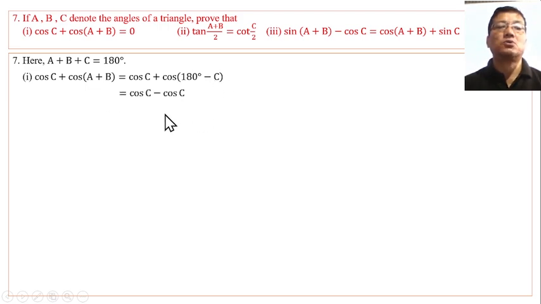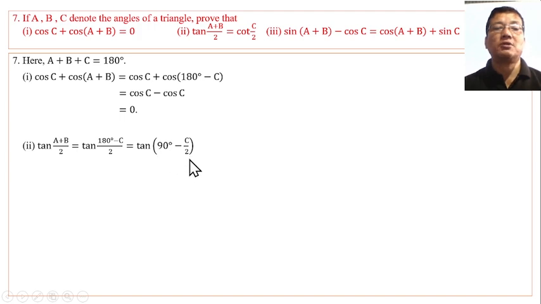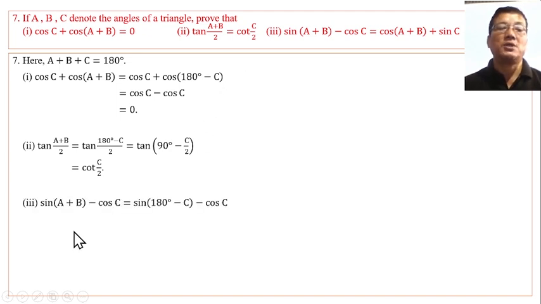Then C minus cos theta. Roman number 2: angle is 180 minus C, so the right hand side is tan of 90 degrees minus C by 2, which is cot of C by 2. Right hand side, proof. Next, A plus B is 180 degrees minus C.